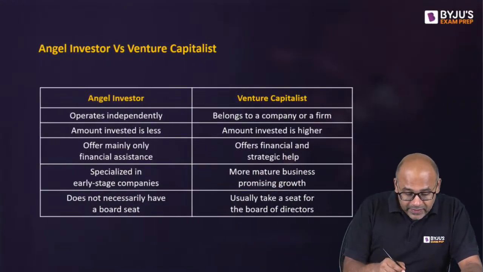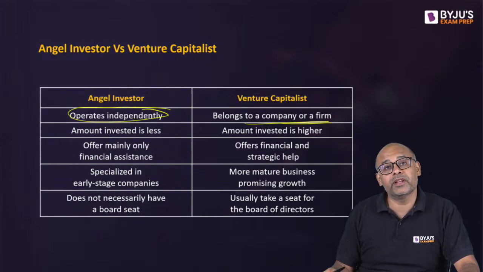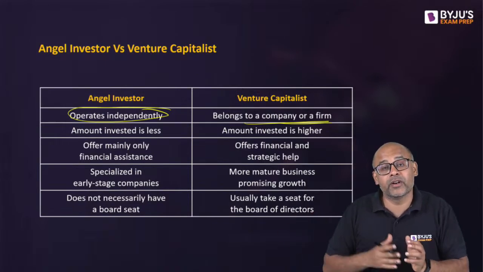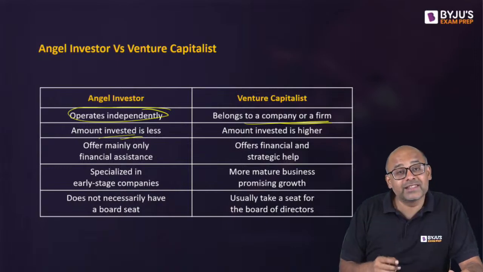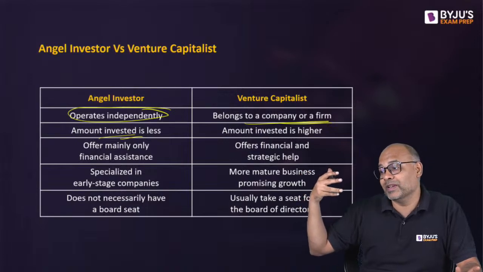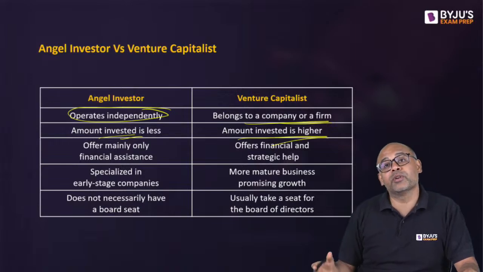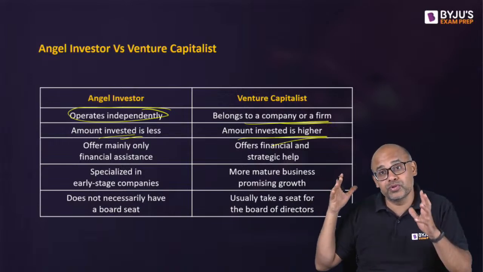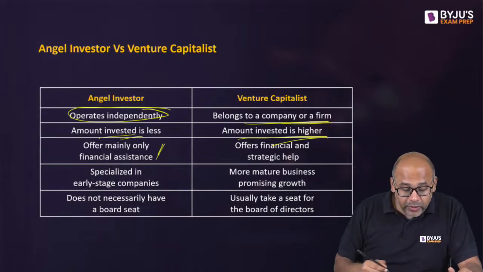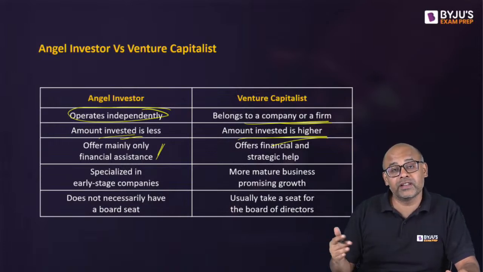So as I said, the difference: an angel investor operates independently, while a venture capitalist is a person who belongs to a company or a bigger organization. Amount invested is less for an angel investor, as I said. Again, less is a relative term. It all depends on the ability of that individual who's putting in money. Amount invested is higher for venture capital, because it's typically a firm whose job is to invest, so they will source funds for that purpose. Offers mainly only financial assistance. Actually, this is changing. This is an older way of thinking, that they will give only financial assistance.